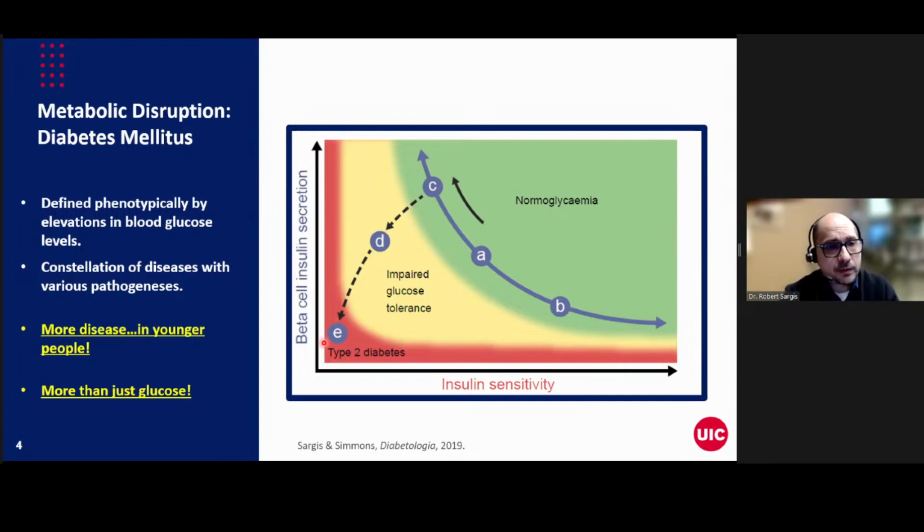Now, what's important about diabetes is that this is a disease on the march. So we're seeing more disease, we're seeing it in younger people, and it's important to also recognize that when we talk about diabetes, we're talking about disease that's not just a disruption in glucose homeostasis, but also disruptions in other parameters as well, including lipid disorders.